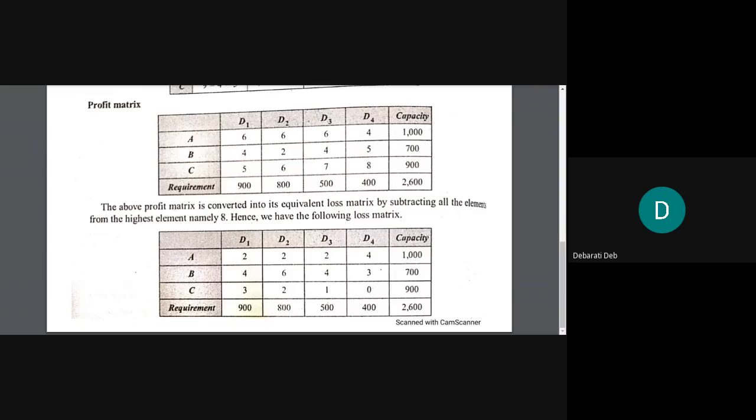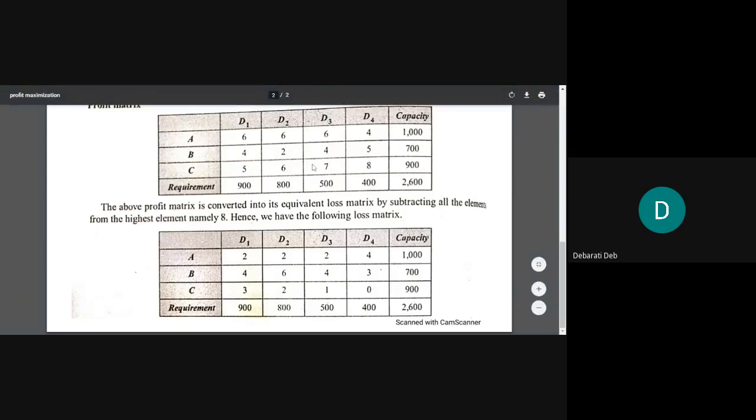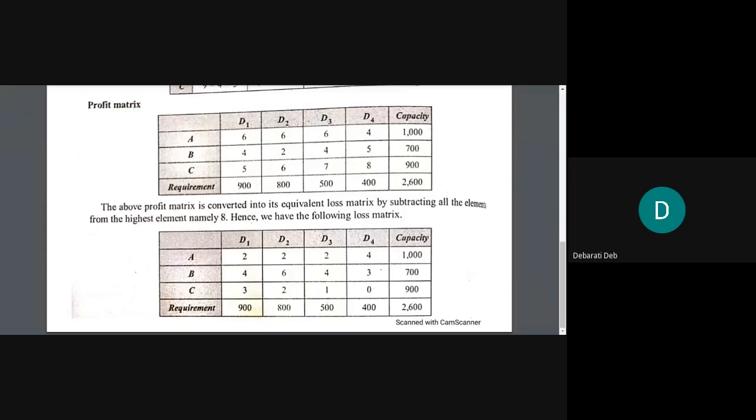Yes, so have you finished preparing the equivalent loss matrix? Tell me if you are finished, okay? Yes, ma'am. Okay. So once you get this equivalent loss matrix, then you can proceed as usual.